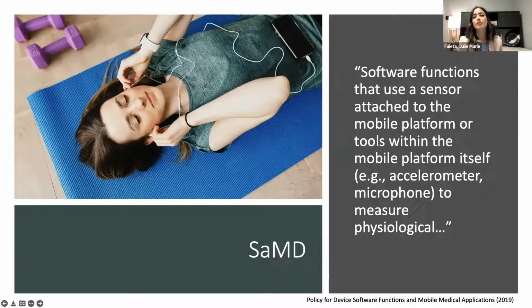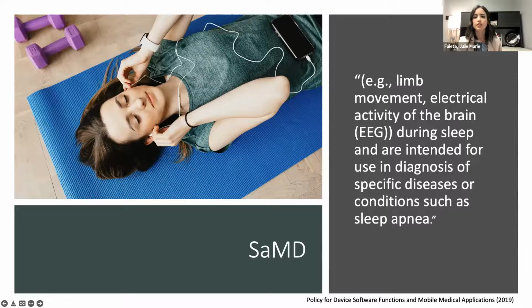Software functions that use a sensor attached to the mobile platform, or tools within the mobile platform itself, to measure physiological parameters. They cite limb movement and electrical activity of the brain, like EEG, during sleep, and are intended to be used in the diagnosis of specific diseases or conditions such as sleep apnea.